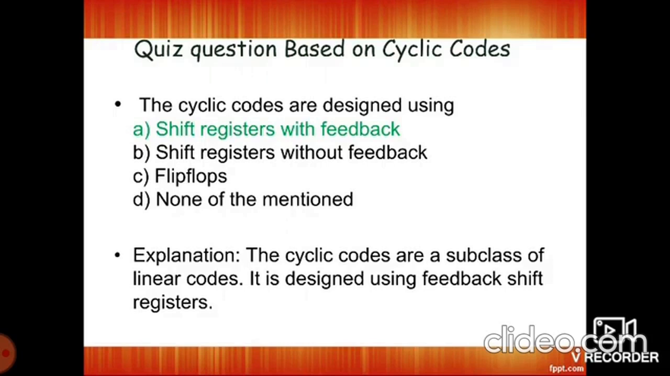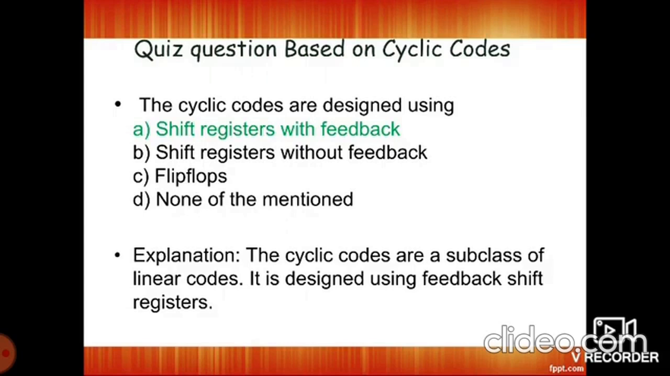Basically, a cyclic code is a subclass of linear block codes, and it is said to be a cyclic code if it satisfies two properties, known as the linearity property and the cyclic property. The linearity property says that whenever the sum of two code words produces another code word, then that is called the linearity property. And the cyclic property means that one shift produces another proper code word.